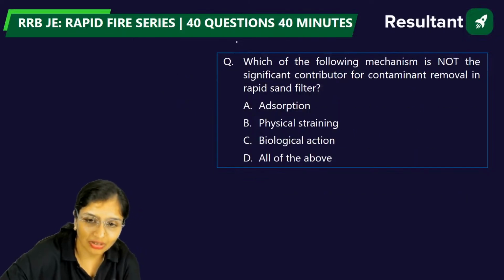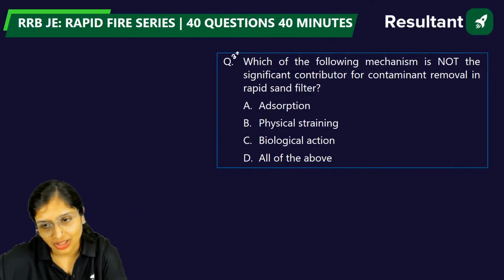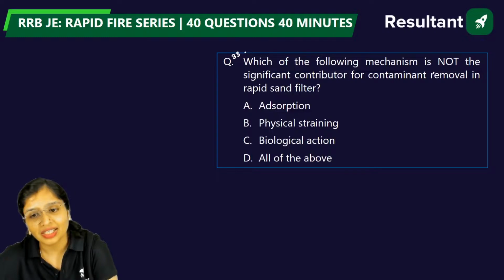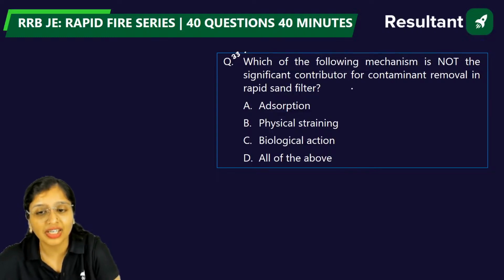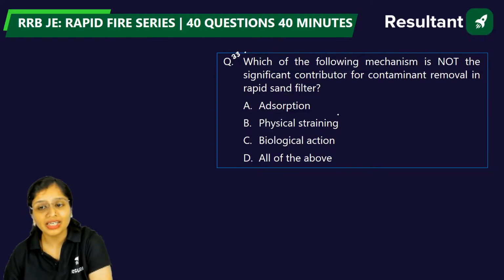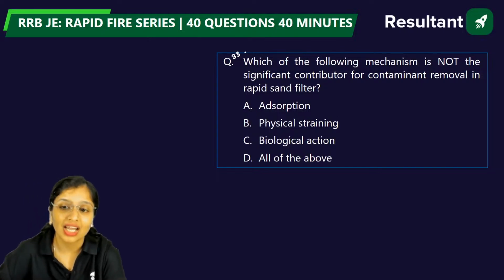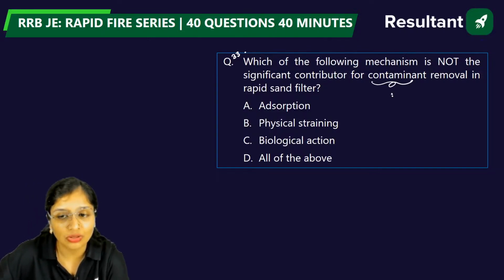Okay, now question number 33. Which of the following mechanisms is not a significant contributor for contaminant removal in a rapid sand filter? Contaminant means pathogens.